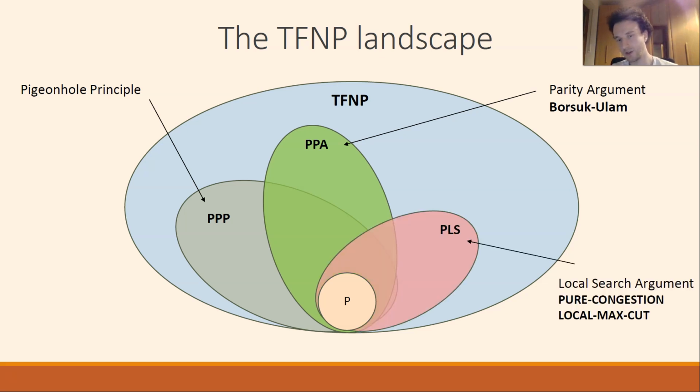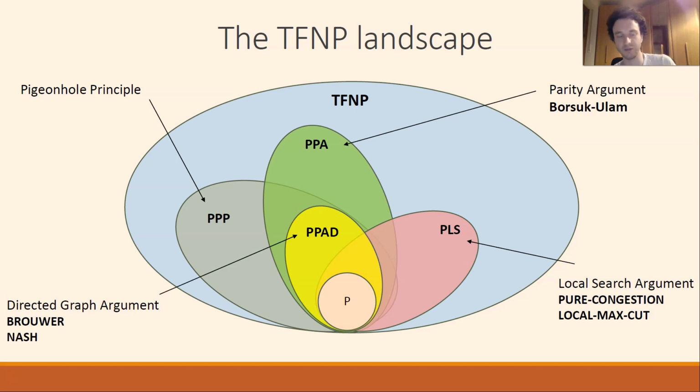Next, we have a very successful class, PLS. PLS contains all TFNP problems where totality follows from some kind of a local search argument. And the pure congestion problem that I mentioned on the first slide is complete for PLS. Another PLS-complete problem is local max cut, which is: find a cut in a graph that is maximal up to taking one vertex from one side of the cut to the other one. So up to these local changes, it's optimal. That problem is PLS-complete. And PLS has been very successful in capturing the complexity of local search optimization problems. So it's a very successful class.